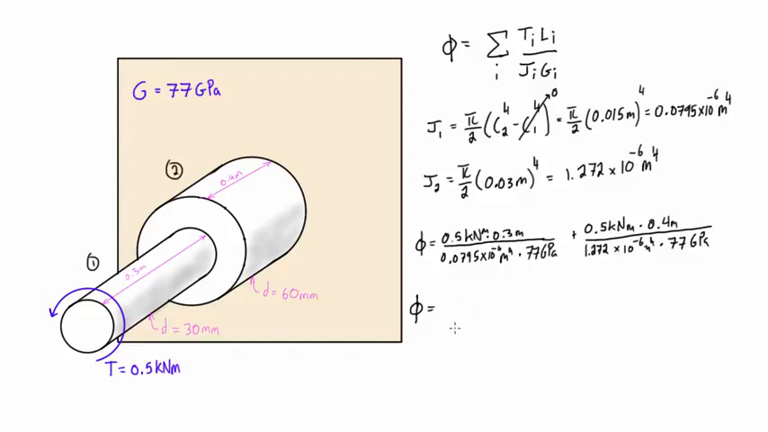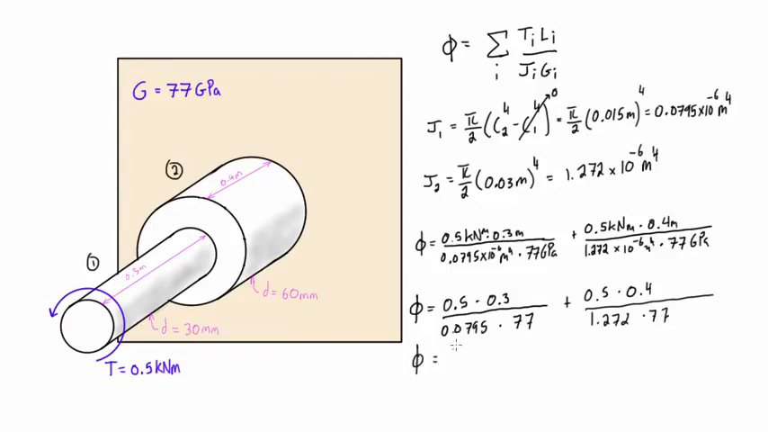So if it's written with these units, we drop all that stuff, so we're just going to be left with 0.5 times 0.3, and then the bottom here, we're just left with 0.0795 times 77. Makes our lives really easy if we're using this 10 to the minus 6 and all these other units. Then this side here we have 0.5 times 0.4, all over what's left, 1.272 times 77.